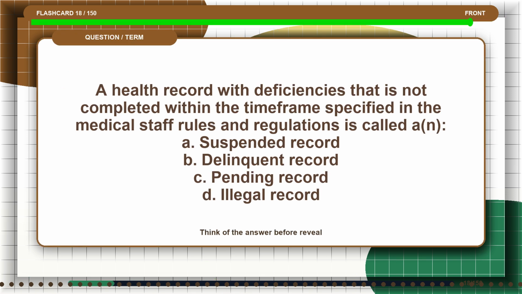Flashcard 18. A health record with deficiencies that is not completed within the time frame specified in the medical staff rules and regulations is called a... A. Suspended record. B. Delinquent record. C. Pending record. D. Illegal record. Think of the answer before the reveal.